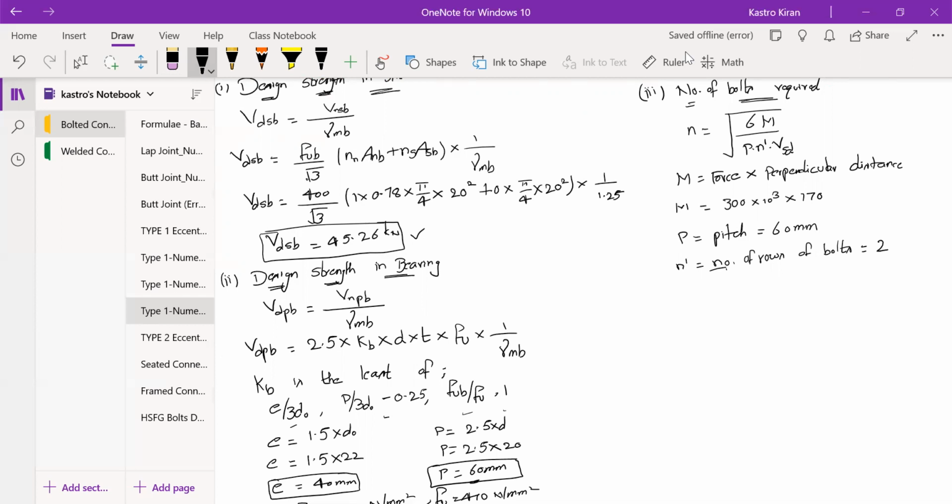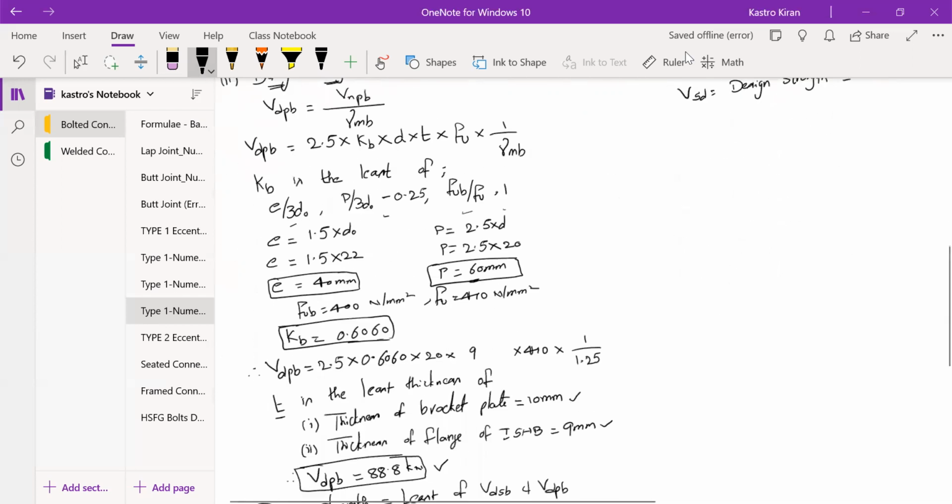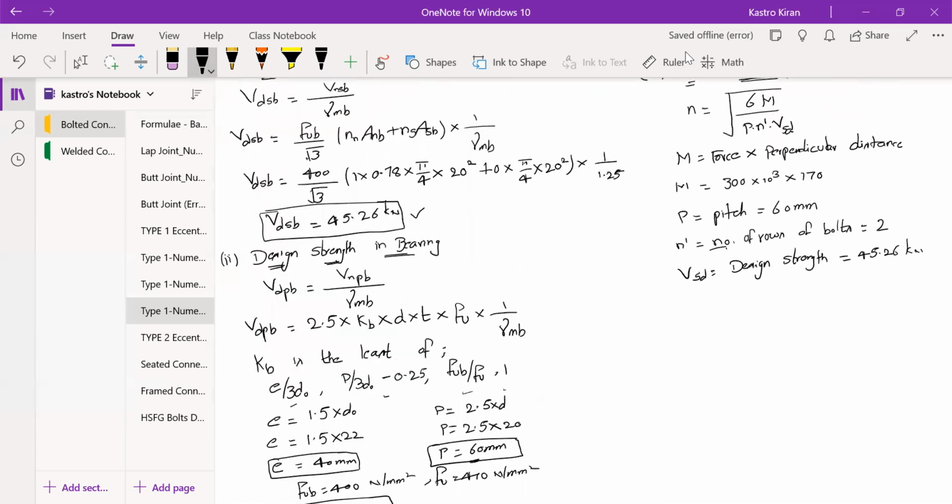And VSD is the design strength value. We have got design strength, which is the least of strength in shear and strength in bearing. That is 45.26 kilonewtons. Now substitute all the values in the formula of N. So you will get N value as approximately 7.5. Therefore, adopt 8 bolts.